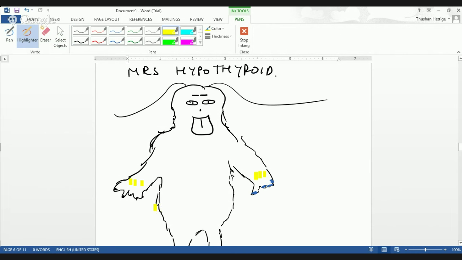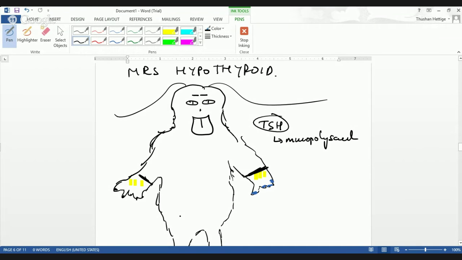So she's got cold hands with deposits of lipid. She may have a bit of carpal tunnel. Sorry, I made a mistake. I said earlier that thyroxine causes peripheral tissues to produce mucopolysaccharide. It wasn't. Sorry, that was TSH that does that. So usually when you're hypothyroid, you've got a lot of TSH around.